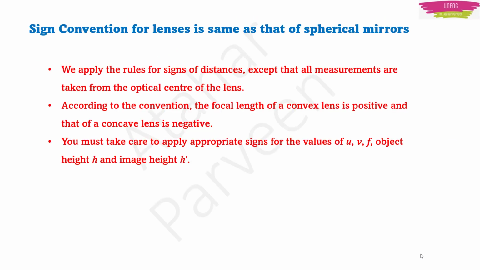And we were talking about the sign convention, right? The sign convention for lenses is the same as that of spherical mirrors. The only thing you have to remember is that the focal length of a convex lens is positive and that of a concave lens is negative. It was the same for mirrors also. Then you have to apply the signs properly for the values of u, v, f and the heights of the object and the image. Imagine the coordinate system and then apply the signs. But if you remember the second point about the focal length, there are very few chances of making a mistake. Just remember the second point.